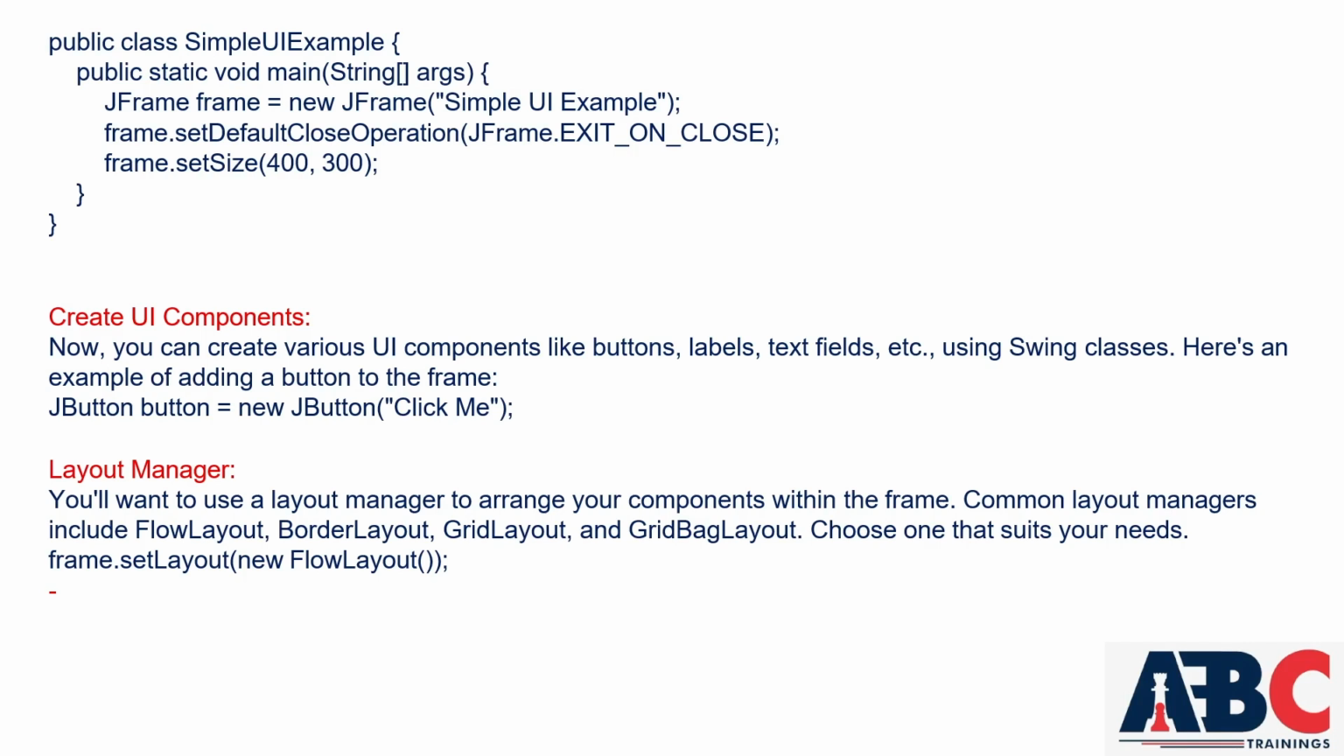Now you can create various UI components like buttons, labels, and text fields using the Swing classes. Here's an example of adding a button to the frame. So we add the Click Me button.